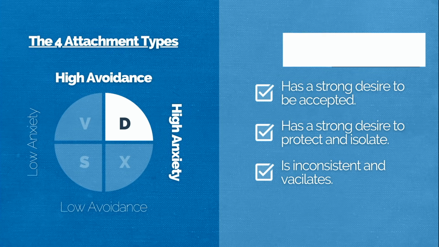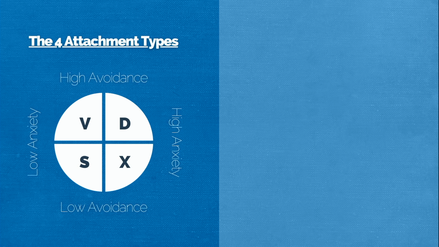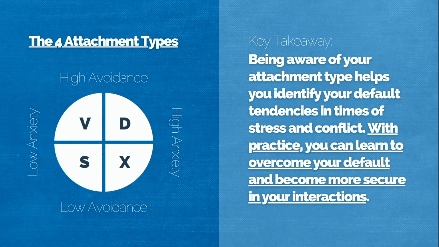So again, for you today, we encourage you to consider which one of these attachment types seems to describe you the best. The S, the V, the X, or the D. And here's the key takeaway. Remember, being aware of your attachment type helps you to identify your default tendencies in times of stress and conflict. But we want to encourage you with this last thing. With practice, you really can learn to overcome your default and become more secure in your interactions, right?